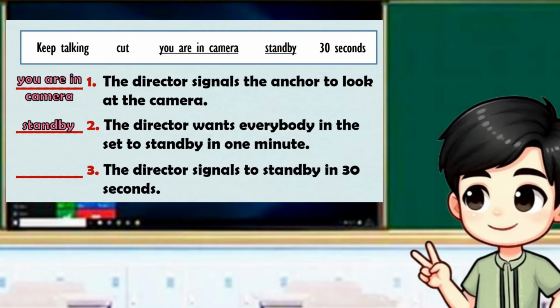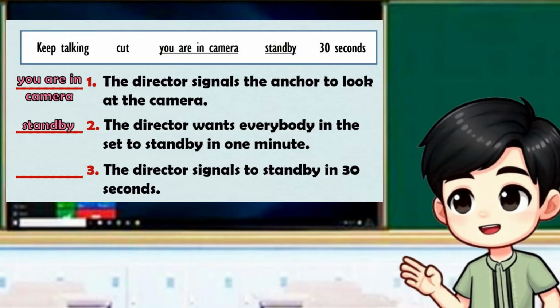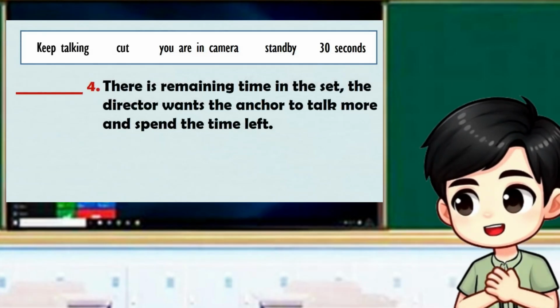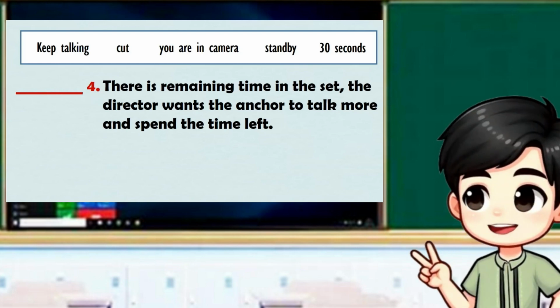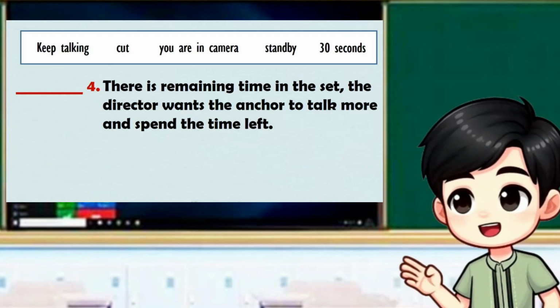Number 3. The director signals to stand by in 30 seconds. What is the appropriate cue for this situation? Very good. The answer is 30 seconds. Number 4. There is remaining time in the set. The director wants the anchor to talk more and spend the time left. What is the appropriate cue for this situation? Very good. The answer is, keep talking.